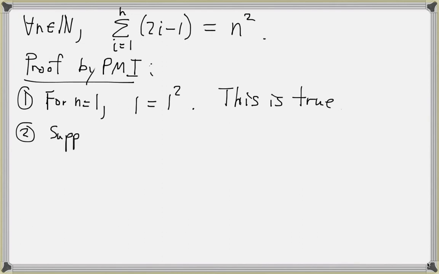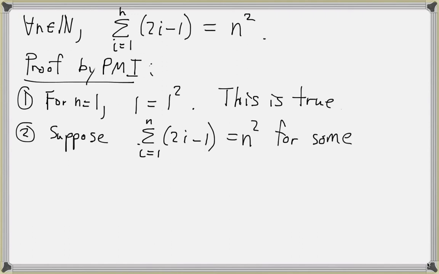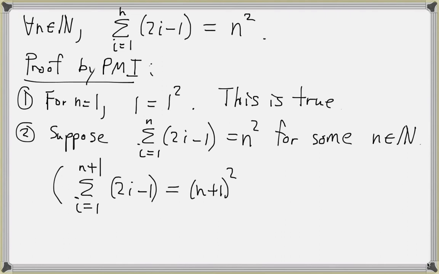So suppose the sum of the first n odd integers equals n squared for some integer n. Okay? So we're not saying for all integers n, we're just saying suppose this formula holds for one integer n. Then we want to show that the sum of the first n plus 1 integers has to equal n plus 1, the quantity squared. So we want to show that the sum from i equals 1 to n plus 1 of 2i minus 1 equals n plus 1, the quantity squared. Okay, so that's what we need to show. And we're going to use our inductive hypothesis that the sum of the first n odd integers equals n squared to prove this.